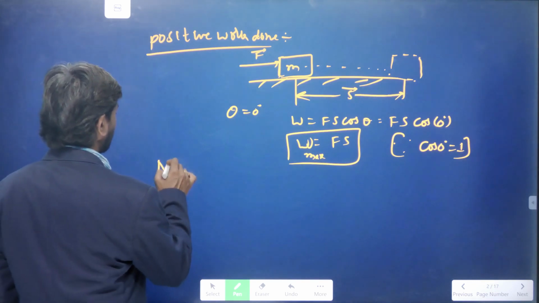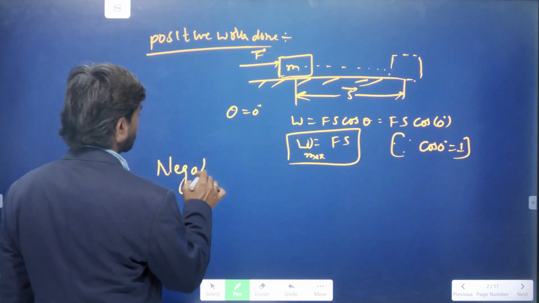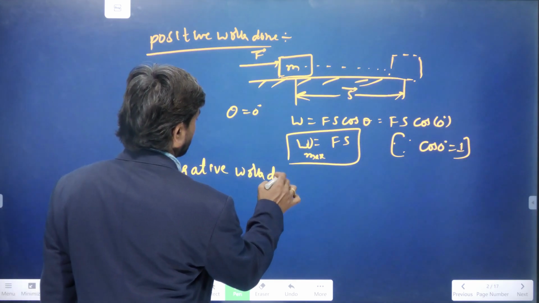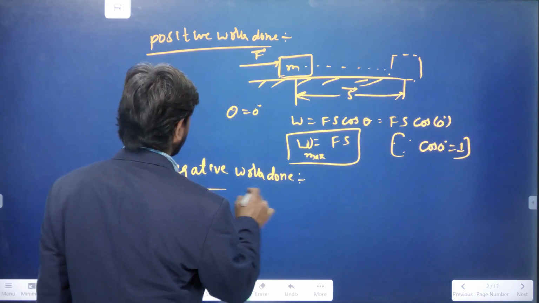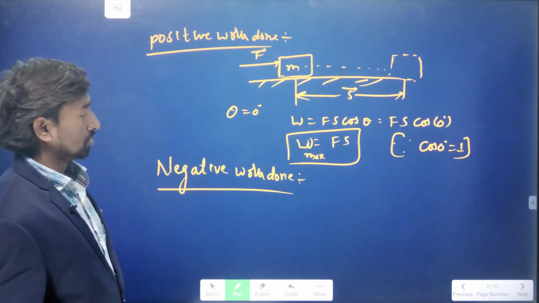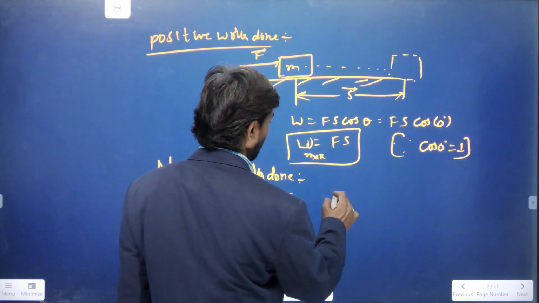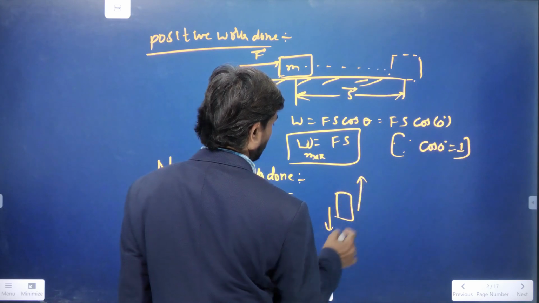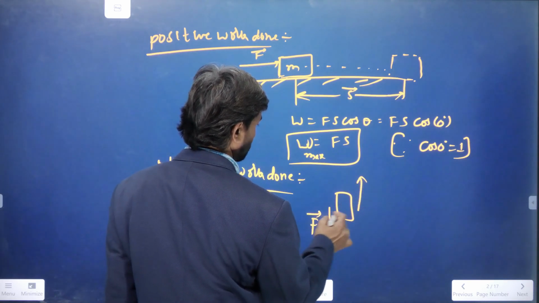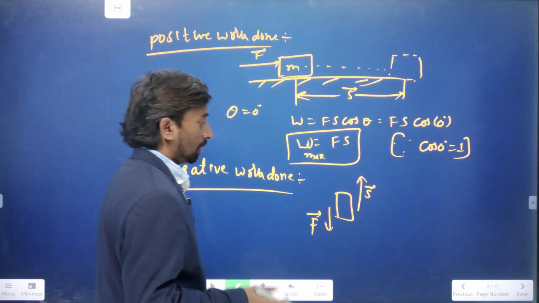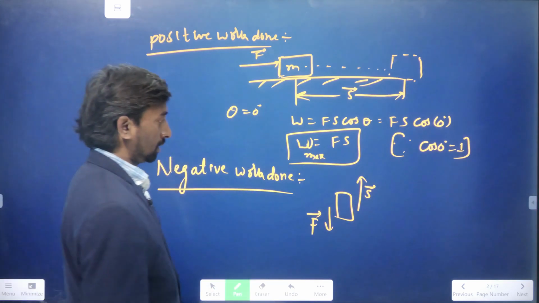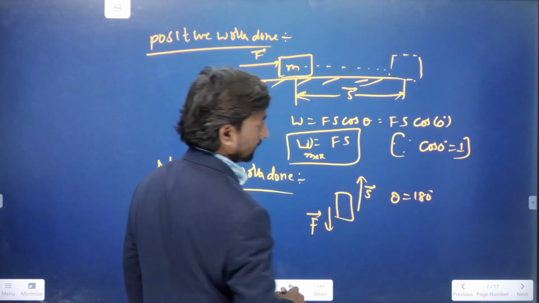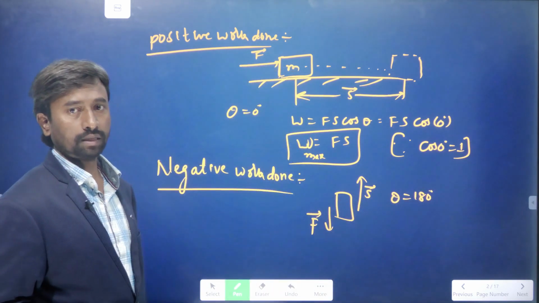So now negative work done. Negative work done means, suppose the force is applied in the downward direction and the displacement of the body is in the upward direction. So this is the applied force downwards and the displacement is upward. Here the angle between these two is theta equal to 180 degrees. What example can we take here?